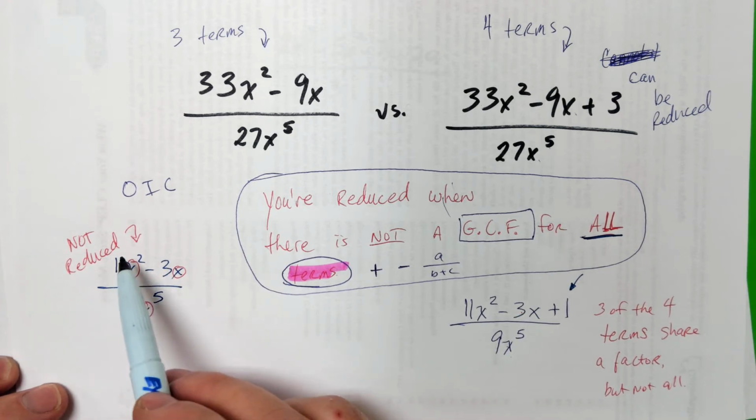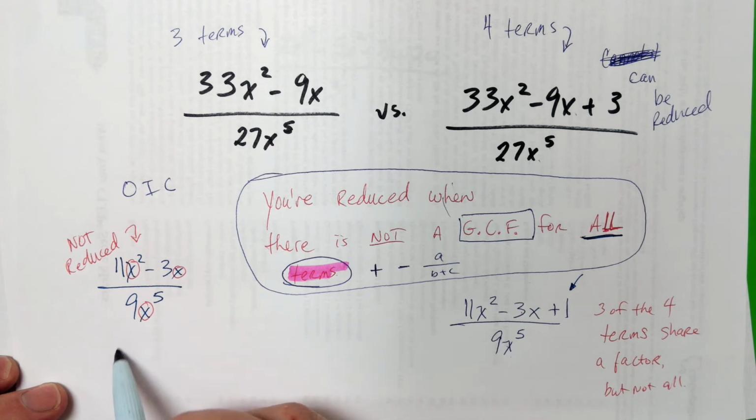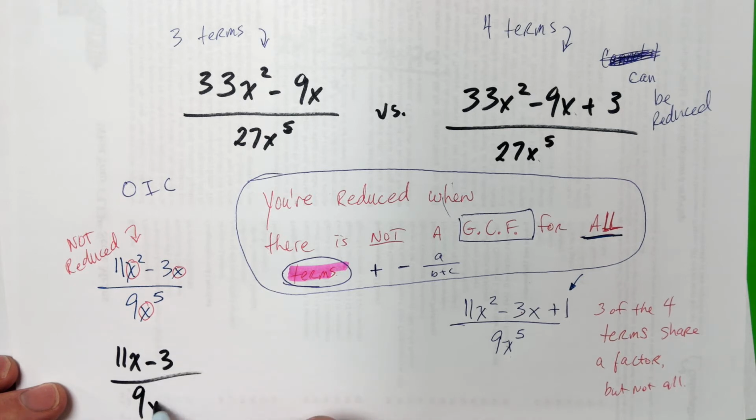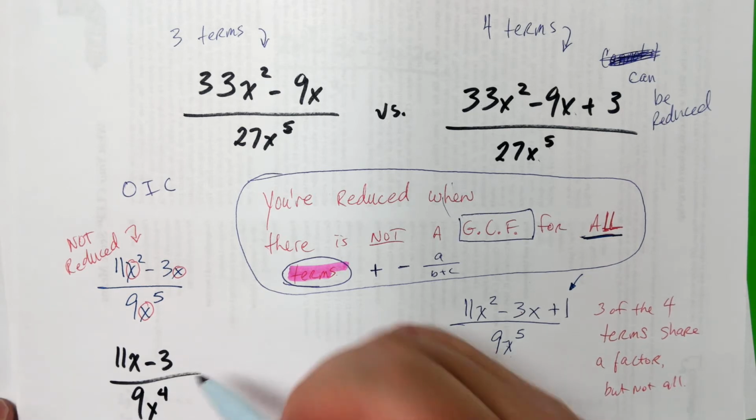So I'm going to divide an x out. Now when I divide x out of x squared, what I'm left with is just x to the power of 1. And then minus 3, right? 9x to the 4th. Now it's done.